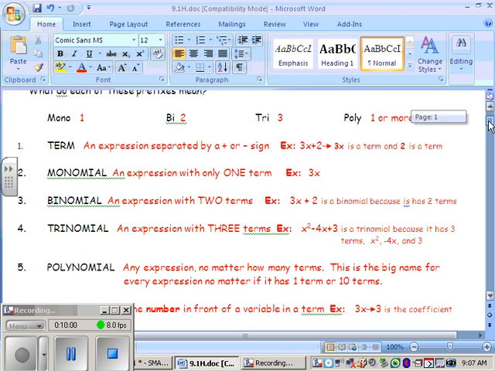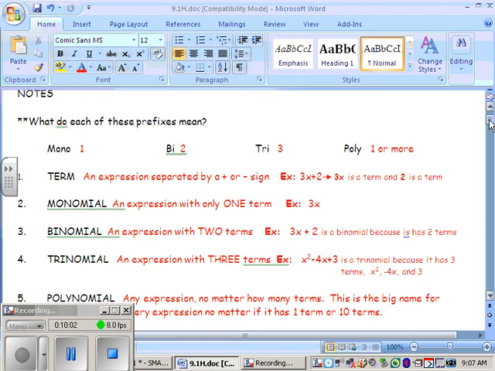So some of the things that we've already gone over as you look at these notes. We've learned that mono means 1, bi means 2, tri means 3, and poly means 1 or more.